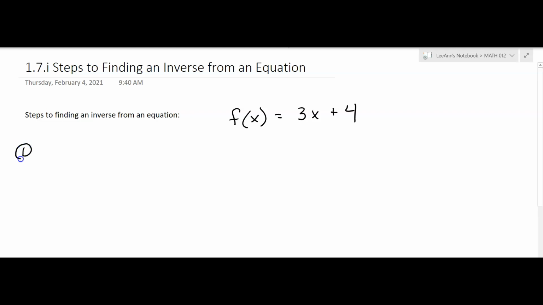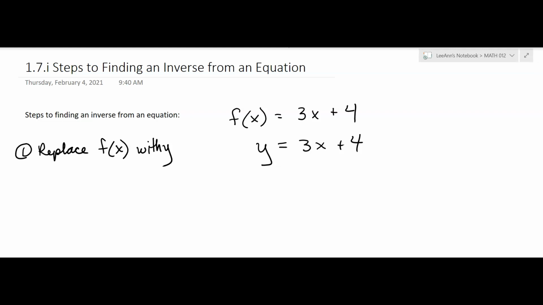Step 1, replace f of x with y. Okay, so write it like we're used to seeing a linear equation. It doesn't have to be linear. It's in terms of inputs and outputs, but we want to put that y in there, and there's a reason for that. So the notation is going to be easier if we do that. So step 1, take out the function notation and replace it with y.